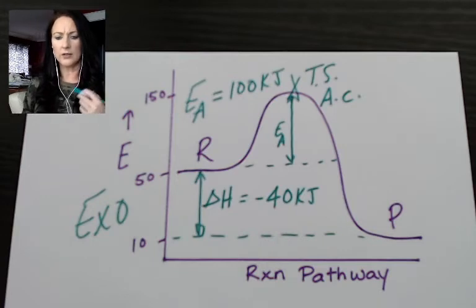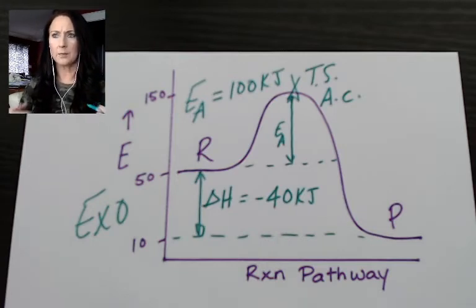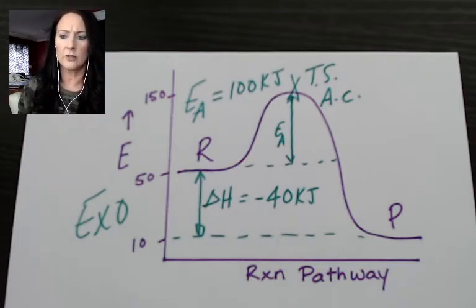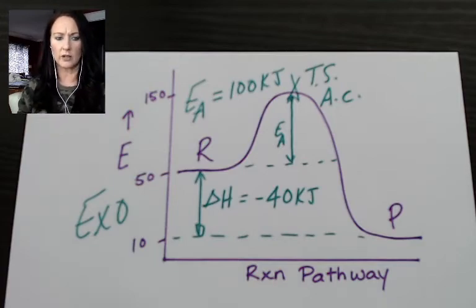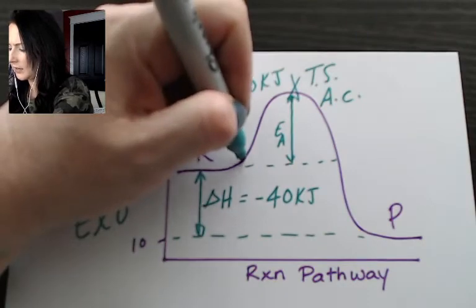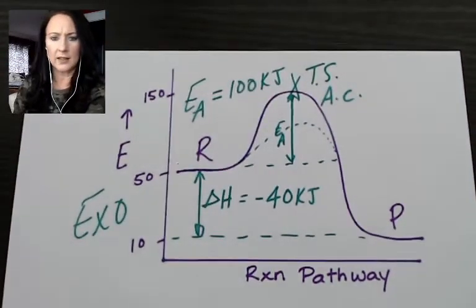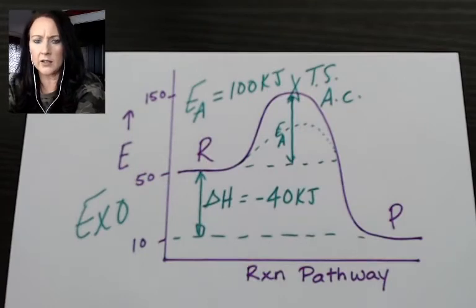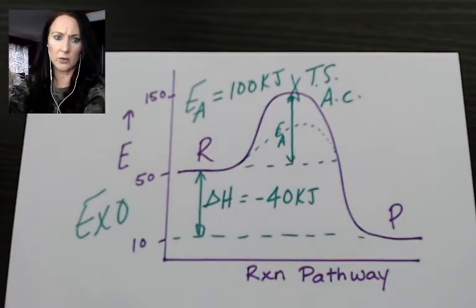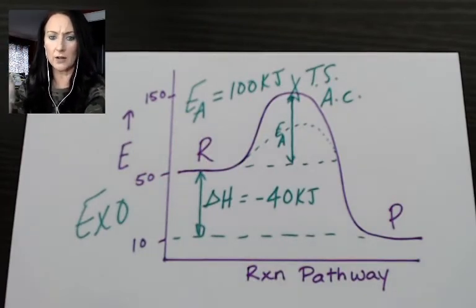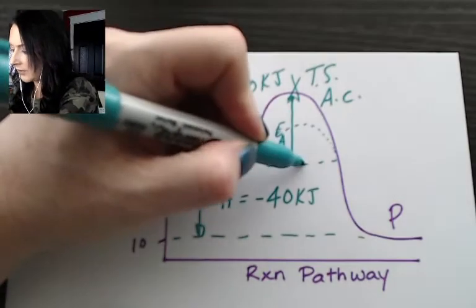Knowing what a catalyst does, it lowers the activation energy for a particular reaction and therefore increases the speed, the rate of the reaction. So a catalyst is often shown like this, with a second dotted line here showing a lower hill, a lower peak to get over, a lower activation energy.